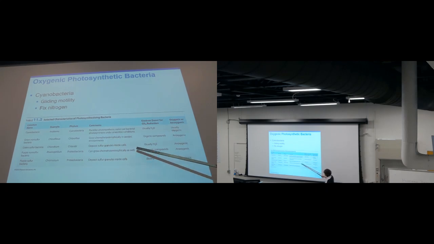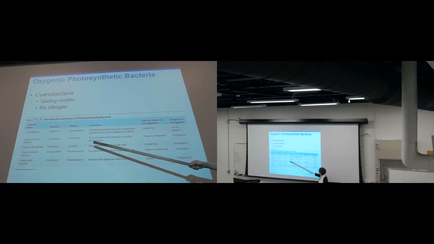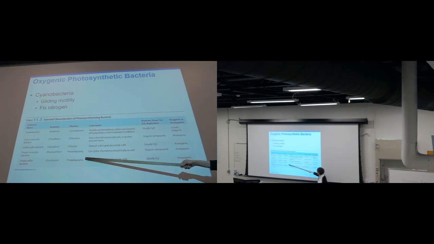And then for green sulfur bacteria and purple sulfur bacteria, you have this electron donor for CO2 reduction, which is hydrogen sulfide. So these bacteria will be anoxygenic. Purple sulfur and green sulfur bacteria. Example of green sulfur will be Chlorobi, and for purple sulfur will be Chromatium.